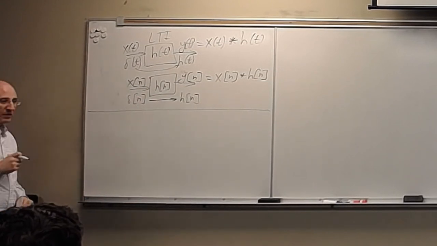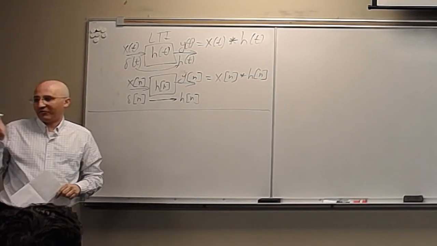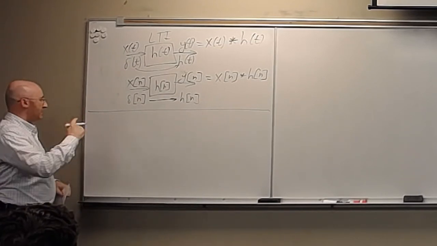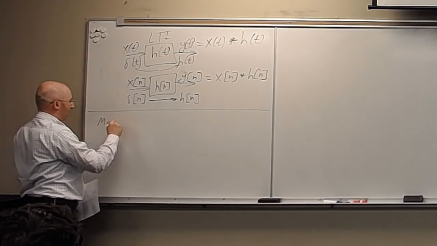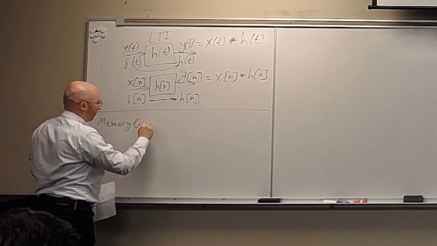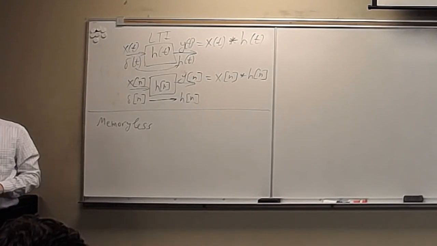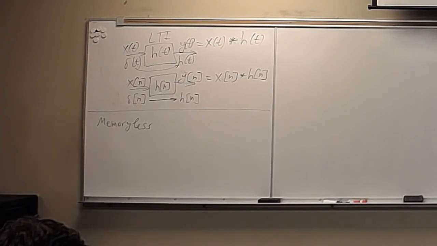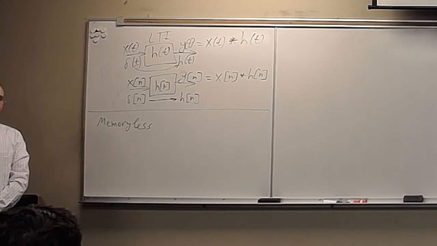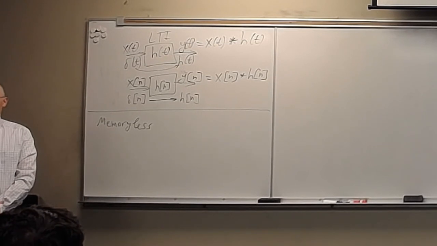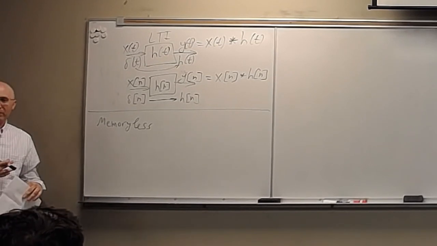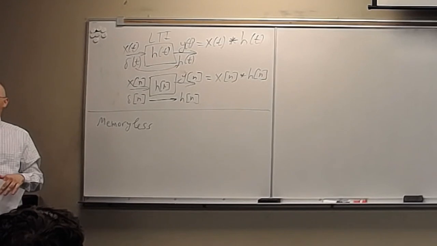Okay, so now system properties. You have multiple different system properties. Let's start with a very easy one: memoryless. What is a memoryless system? A system with no memory, as it says. It doesn't require past outputs. No past and no future. This is a system for which the output depends only on the present.